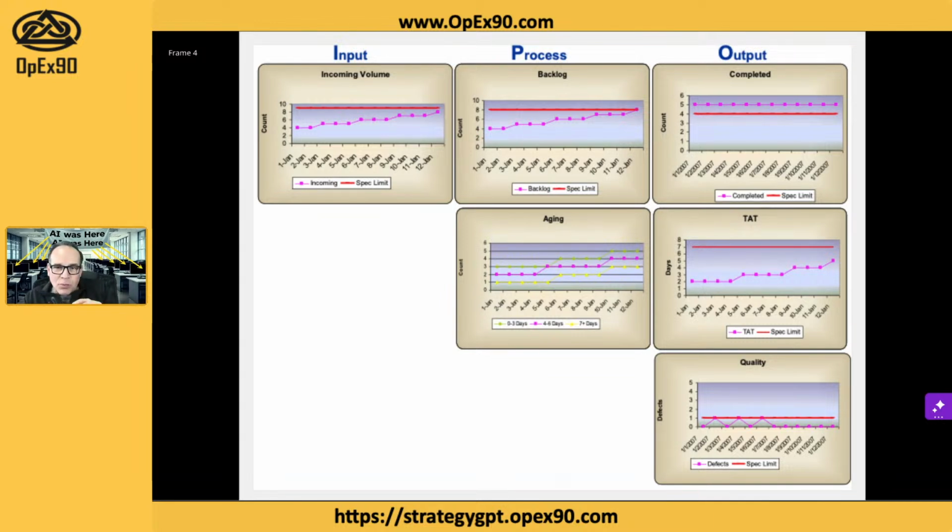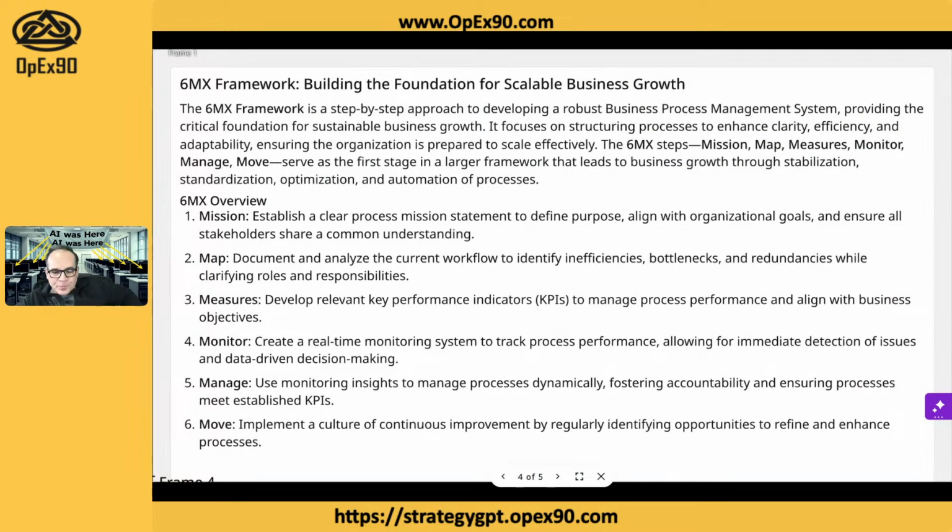This would be the end game. At the end of this process management, in the 6MX system that I have, this is the dashboard that we use, and that you would be taught, in this closed loop system, how to manage this dashboard and how to understand what levers you might be able to pull. So we talked about stabilize, standardize, optimize, and automate.